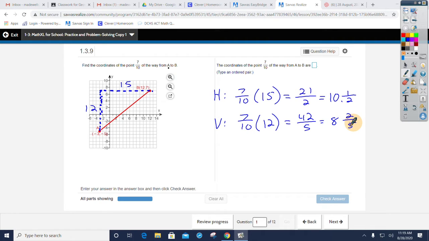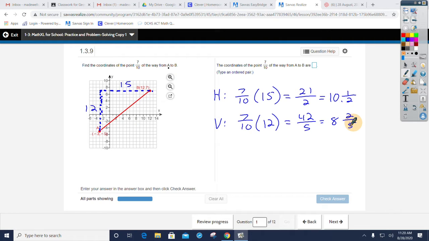Now this one's going to be a little bit tricky because of the fractions that we have. They don't come out to be nice and neat like we would like for them to come out to be, but that's okay. That's just part of it. Sometimes you've got whole numbers, sometimes you don't.